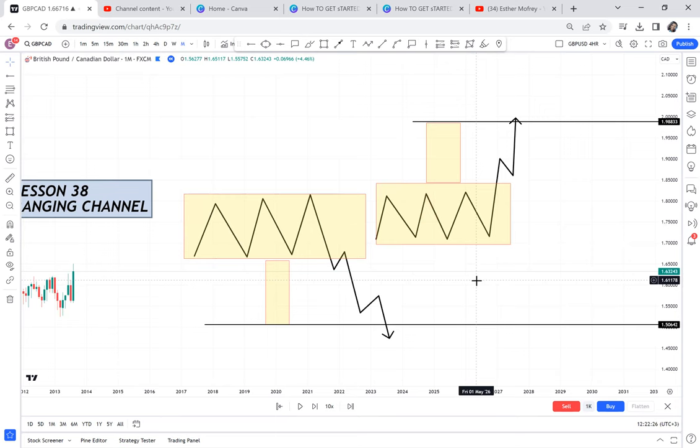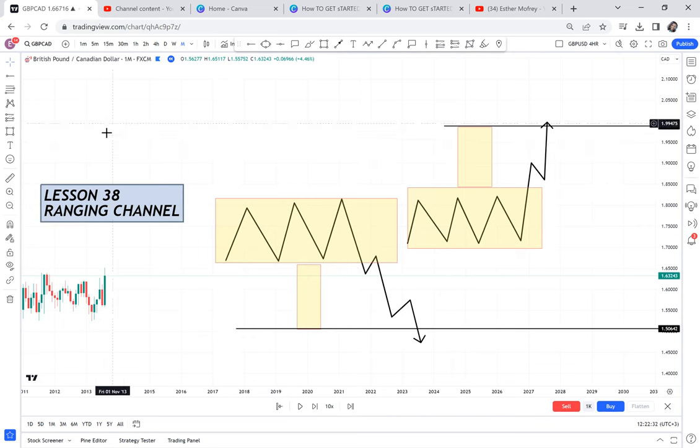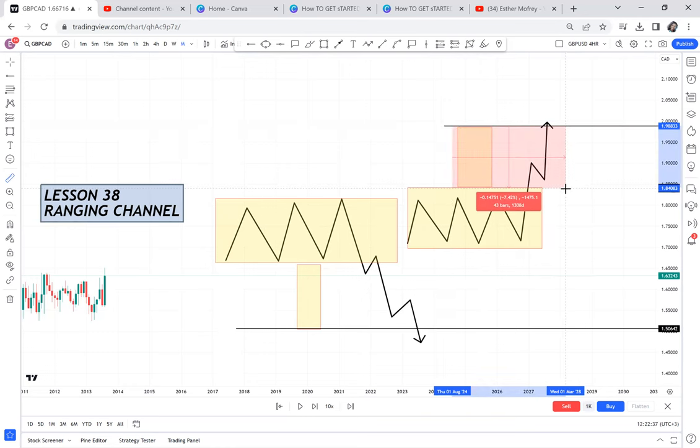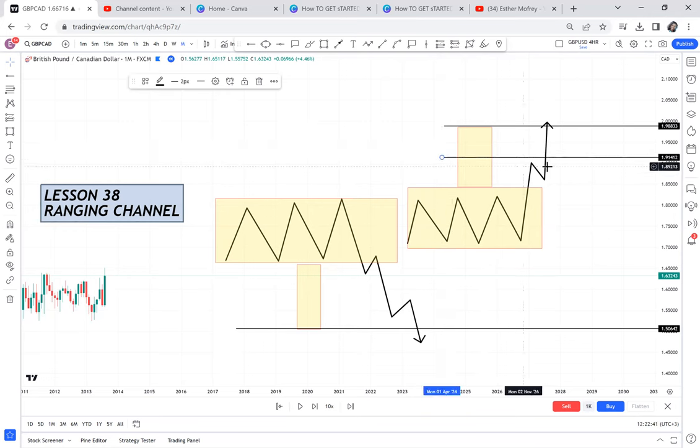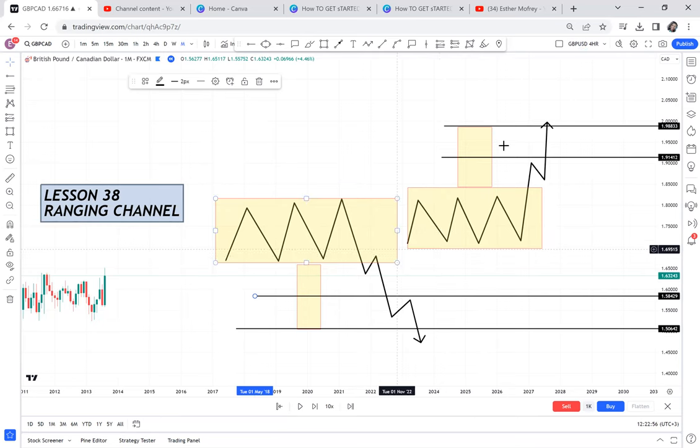Another thing that people don't pay attention to, and maybe that's why the ranging channel does not work as a pattern for them, is that this is one of the best points. The ranging channel always has to have take profit. So we have take profit one and take profit two. One is the guaranteed one, two is never guaranteed. So if it breaks at support again, we have take profit one and take profit two. One is guaranteed, two is not. So a ranging channel has to have take profit one and two.